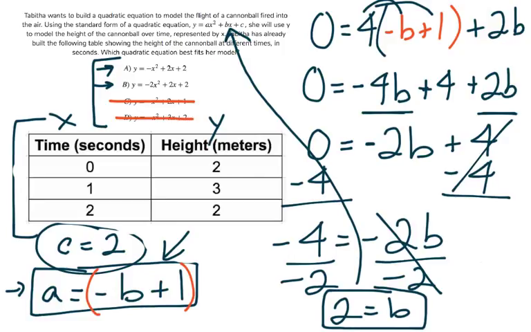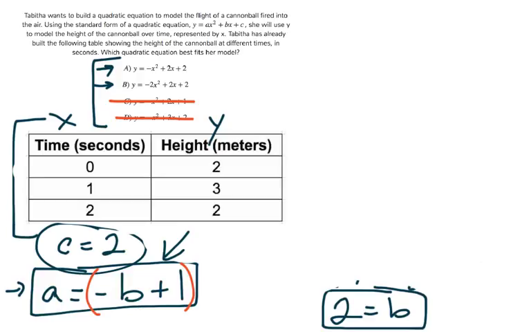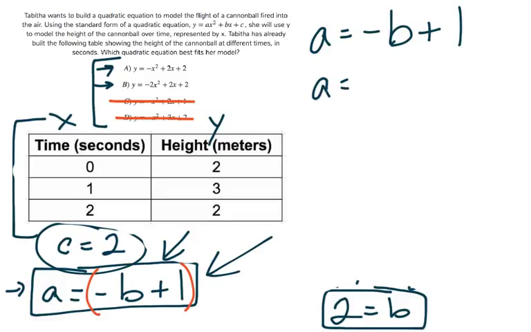One very last step, I promise you this one's quick, and that is just to find a by plugging the b I know now into this equation down here. So I know b is 2, and I know a is negative b plus 1, so I'm just going to solve it. A equals, plugging in the 2, negative 2 plus 1. Well, that just gives me negative 2 plus 1 is negative 1.